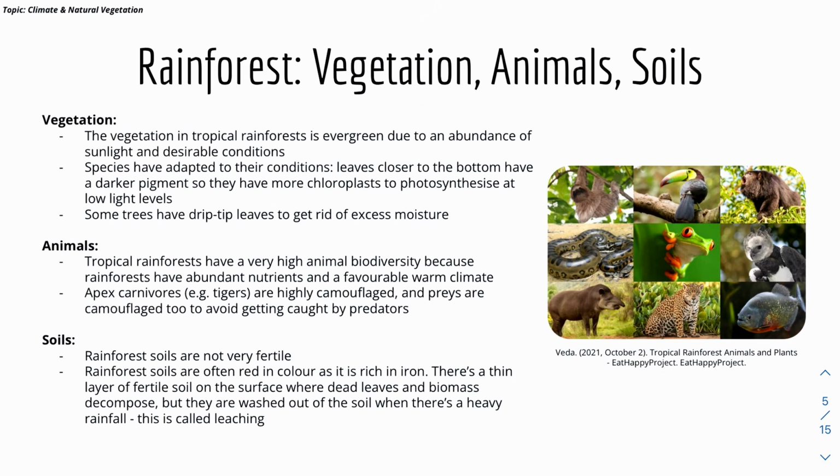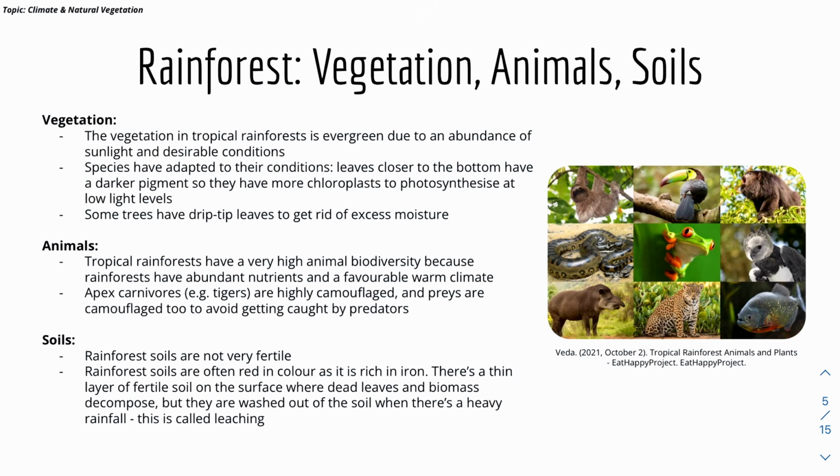Starting with vegetation. The vegetation in tropical rainforests is evergreen, which means that they are always blooming in the rainforest, and this is because there's an abundance of sunlight and desirable conditions in rainforests. For example, as I mentioned, high sunlight, lots of water, and good temperature. And some species have to adapt to their conditions.